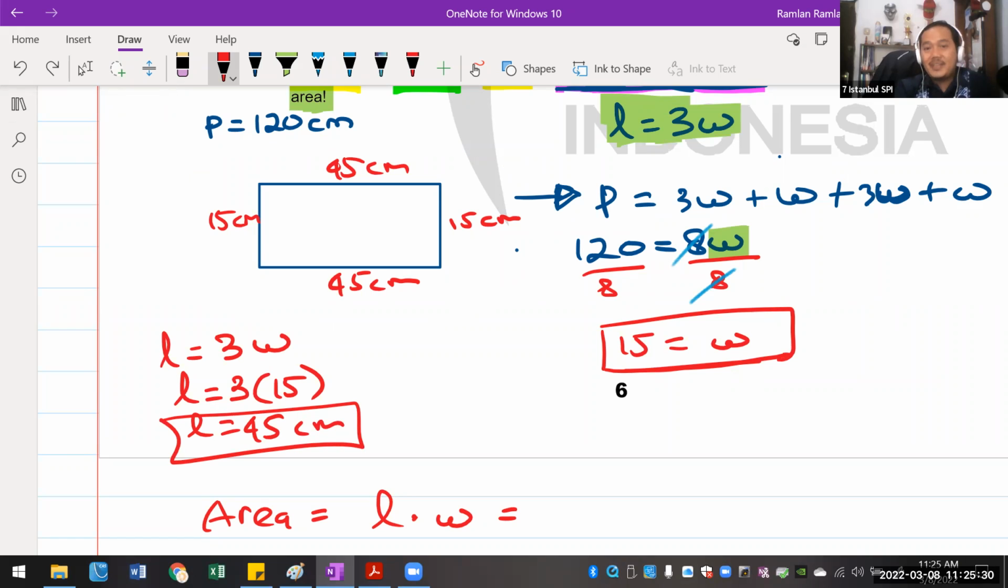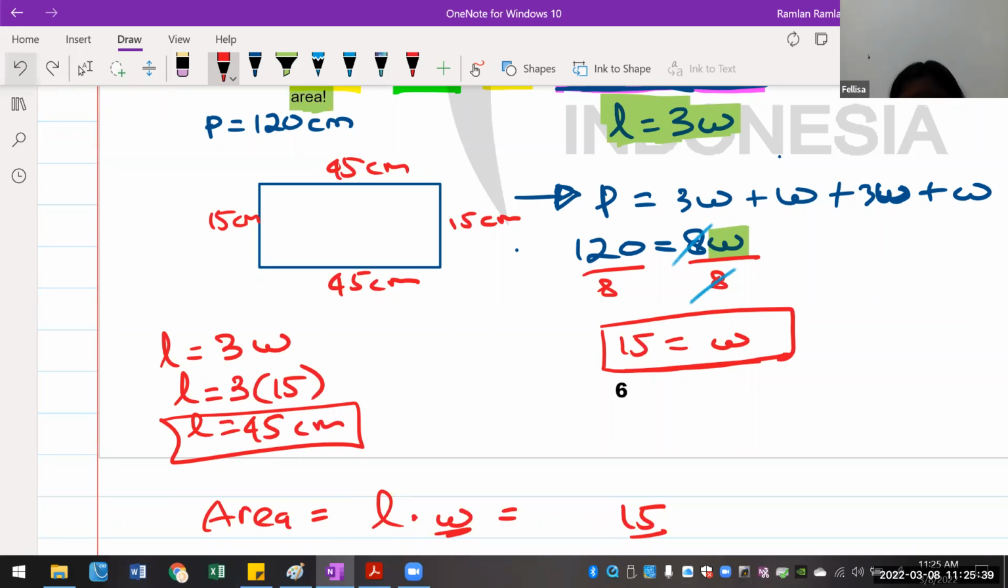Tadi 15, ya. 15 is the width. So I can change that, W with 50. How about the length? 45. Yes, it's 45. Okay. Can you help me with the calculation?